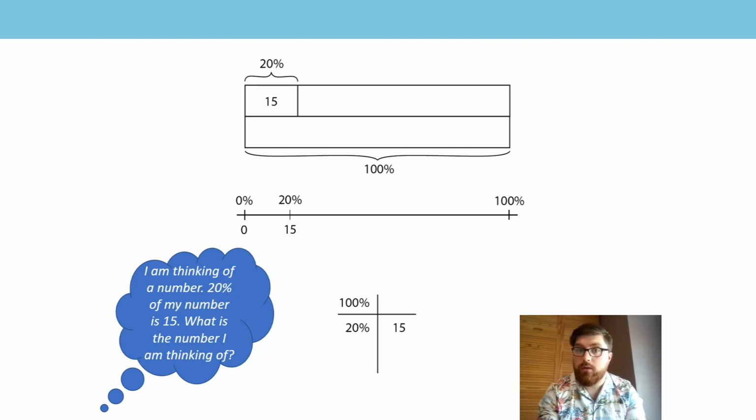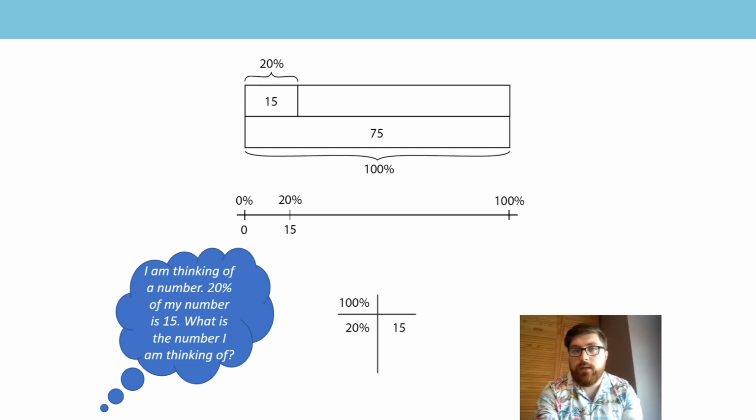Okay, how did you get on? Well, we know that there are five 20%s in 100%, don't we? So we can multiply our 20%, which is 15 in this case, by 5. We also know that 20% is equivalent to 1/5, don't we? So we would need five 1/5s to make 5/5 or 1 whole, just as we would need five 20%s to make 100% or our whole. So if we multiply 15 by 5, of course, 75 would be our answer.